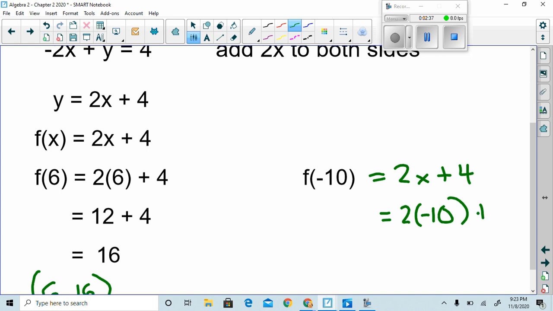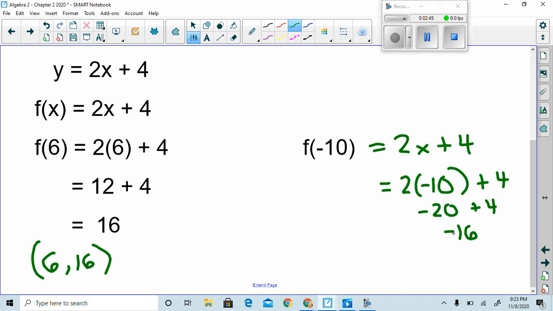What do we do next? We simplify. 2 times negative 10 is negative 20. Go ahead and add 4 to that, and we get a negative 16. So our output is negative 16. When we input, our x was negative 10, our output, which is y, is negative 16.